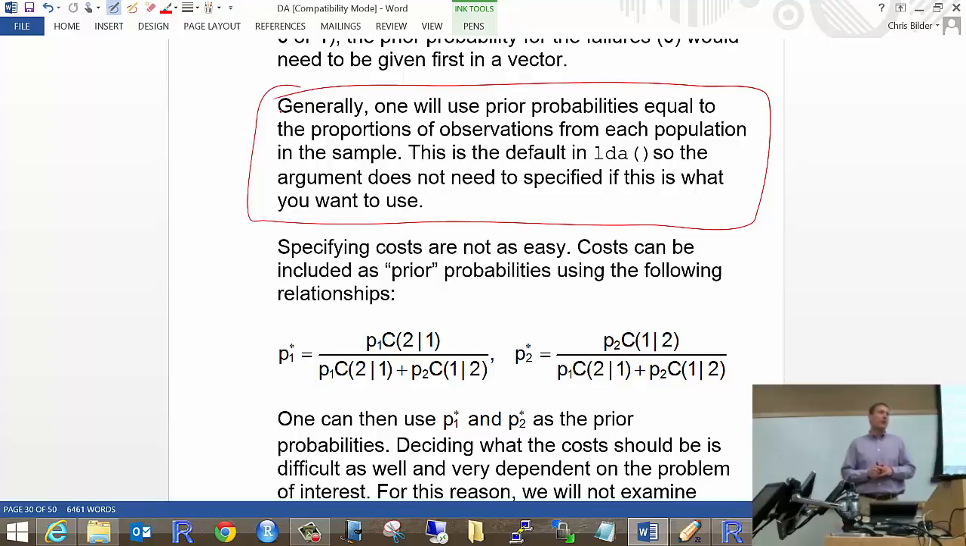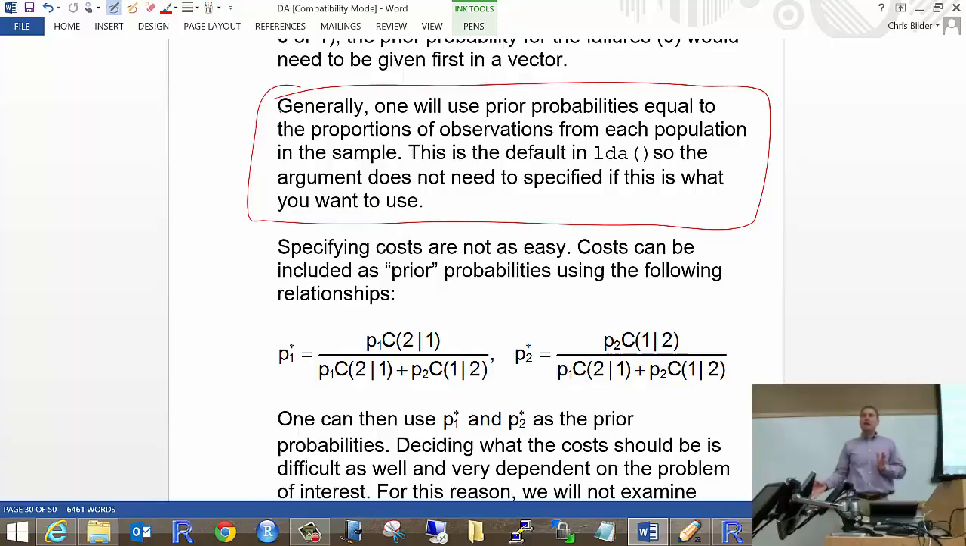So, for example, if I have a sample size of 100, I observe 49 from population 1, 51 from population number 2. Typically, what will be done in practice, because it makes sense, is that you're going to let R use priors that are proportional to what was observed. So P1 would be 0.49, P2 would be 0.51. This, in fact, is the default for LDA, to have priors proportional to what was observed. Again, it makes sense to do that if you're simply taking a simple random sample from your populations.